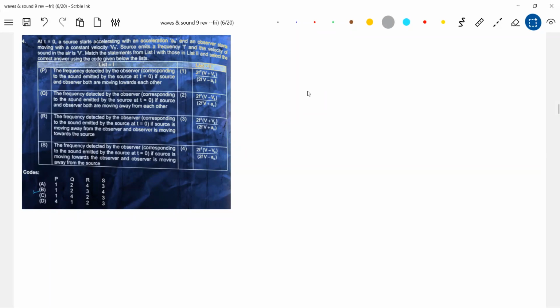I think if you do it for any one option, either P, Q, or R, then the result can be generalized. Any one option you pick up. So first, start with option P. The source will accelerate, and the observer will move with a velocity v naught. The source will accelerate from rest and the observer starts moving with a velocity v naught.